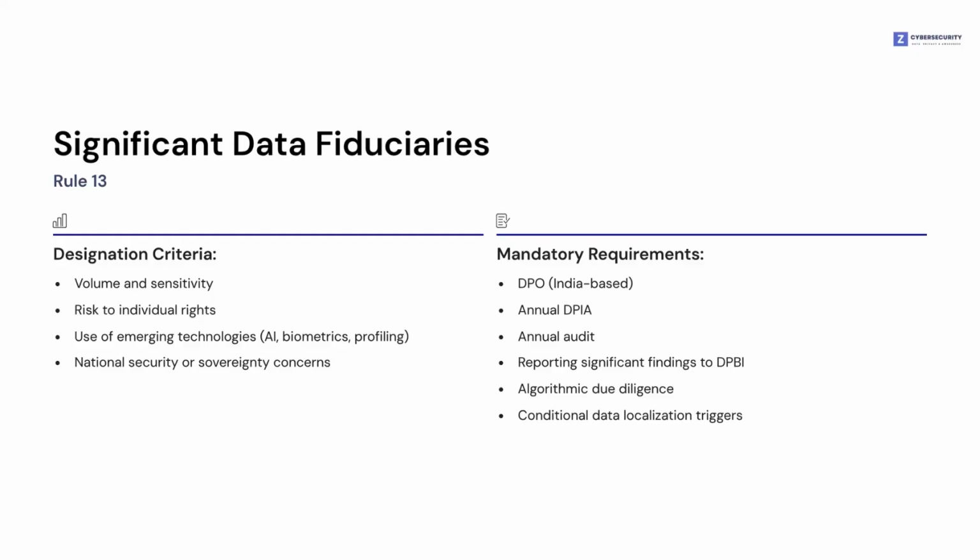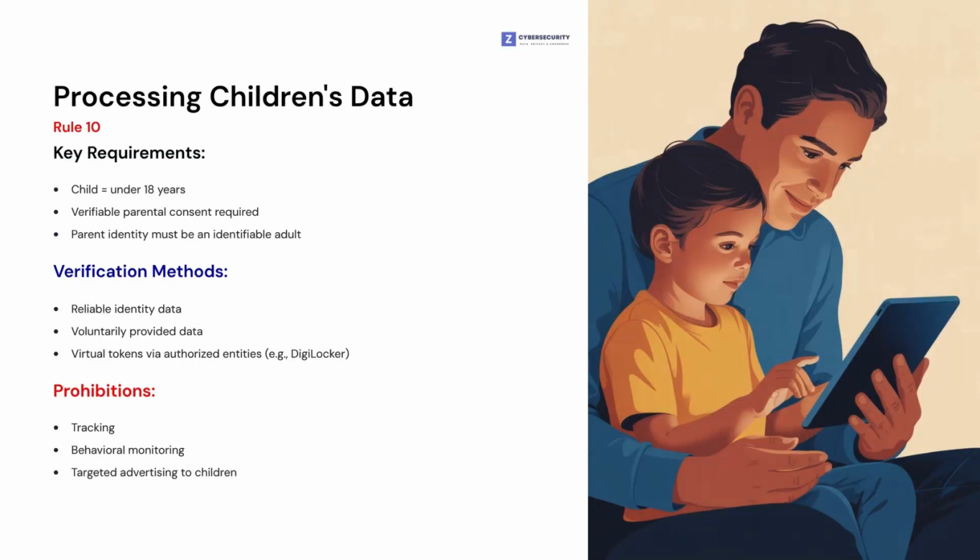Next, children's data. Children's data under the DPDP Act. A child is anyone under 18. Processing requires verifiable parental consent. Accepted methods include reliable identity data, DigiLocker tokens, voluntarily provided age information. And DPDP Act rules strictly prohibit tracking, behavioral monitoring, targeted advertising toward children. To learn how platforms handle child data safely, tap the I button you see now.